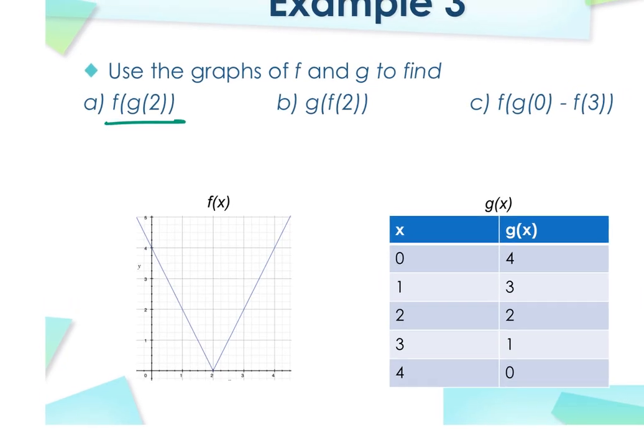So A says find f of g of 2. So use order of operations, right? This is easy. Start at the inside one. So the g of 2, which one am I using, the graph or the chart? The chart. What is g of 2? 2, right? Because the input is 2, the output is 2. So then I want to find f of 2. Now I'm using the graph, right? What is f of 2? 0.